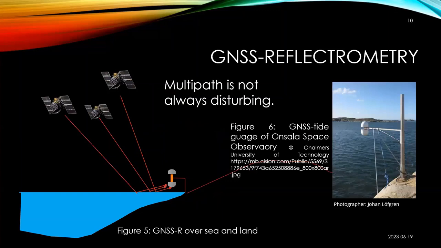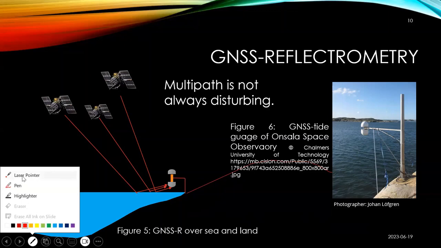And reflectometry, as I already explained: the signals from the satellites continuously go down to the ground, and they are reflected back to space. The problem is that this signal is too weak, and it's not easy to measure. But if we can study what is happening at the land or ocean surface, we can see what is happening there. For example, here, let me see if I can use the laser pointer.